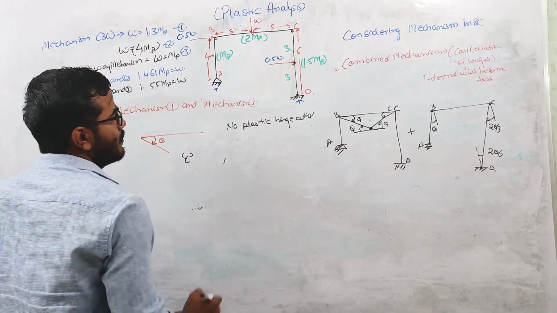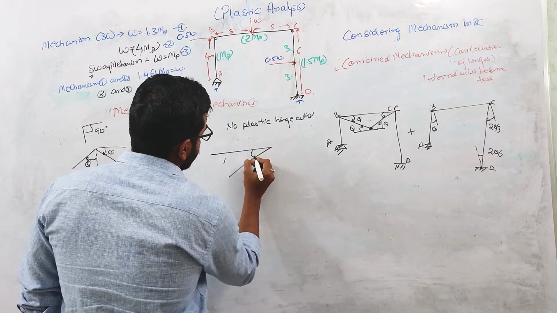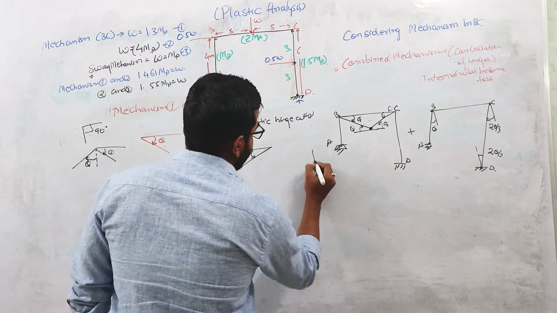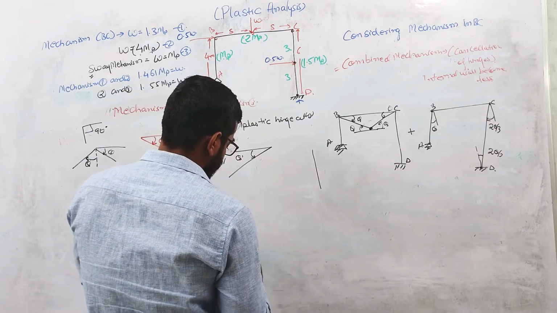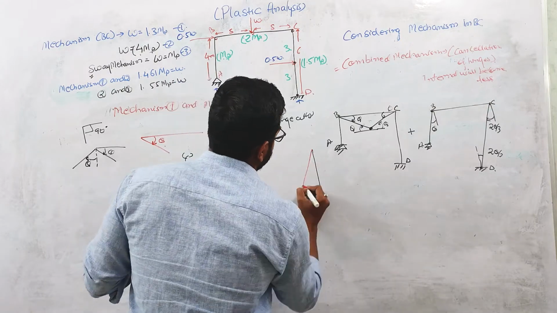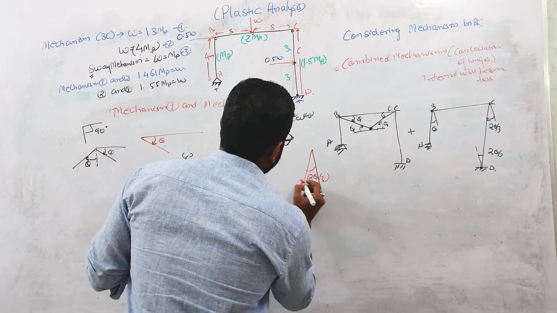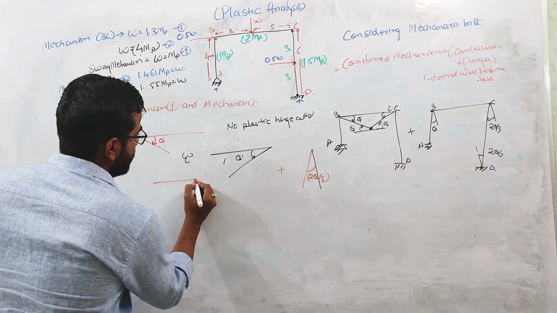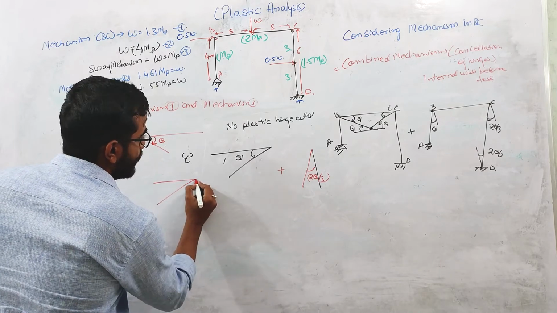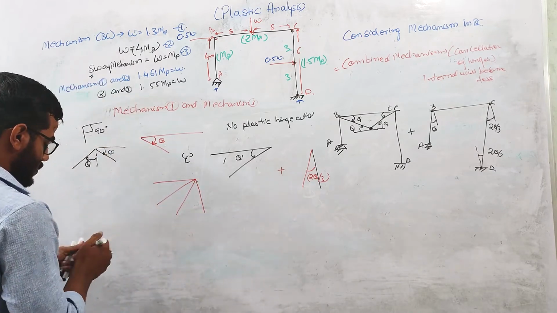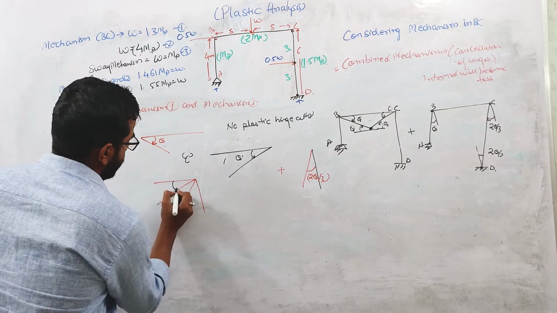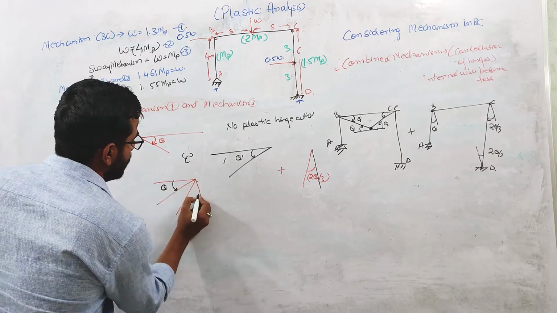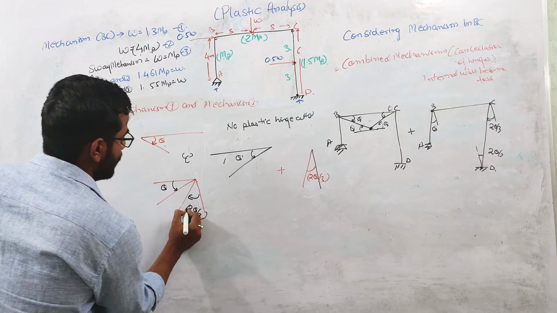At C point, if you see in the beam mechanism, this is rotated anti-clockwise by the amount theta. And in the sway mechanism, this is rotated by 2 theta by 3. So if you combine both these two things at C, the plastic rotation at C will look like this. This is theta, this is 2 theta by 3.